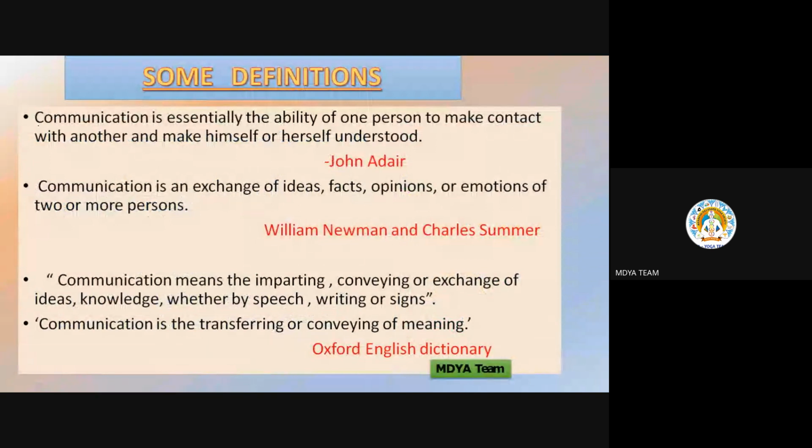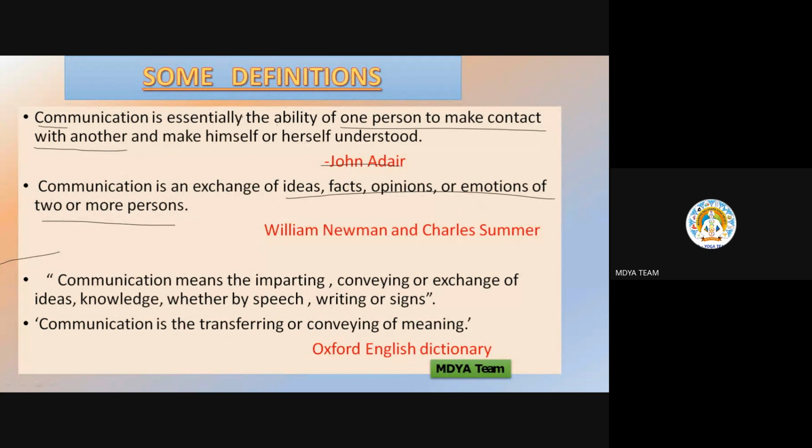Communication is essentially the ability of one person to make contact with another and make himself or herself understood. So one person is making contact with another to share his or her thoughts. Communication is an exchange of ideas, facts, opinions, or emotions of two or more persons, by William Newman and Charles Summer.